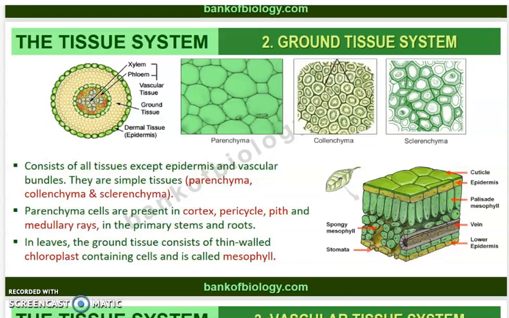And in leaves, the ground tissue consists of thin-walled chloroplast containing cells and is called mesophyll. You can see in this picture, right? They have written spongy mesophyll and palisade mesophyll. So these are the tissues which we find in the leaves. Understood it? So tissues other than epidermis and vascular bundle will come under the ground tissue.